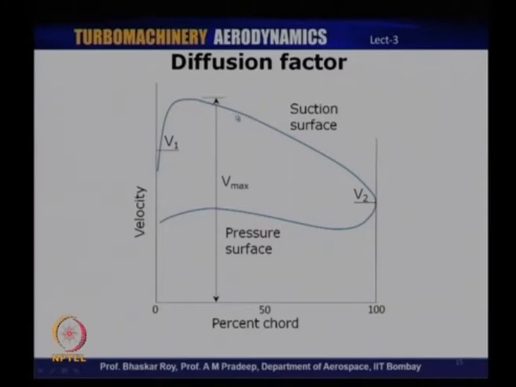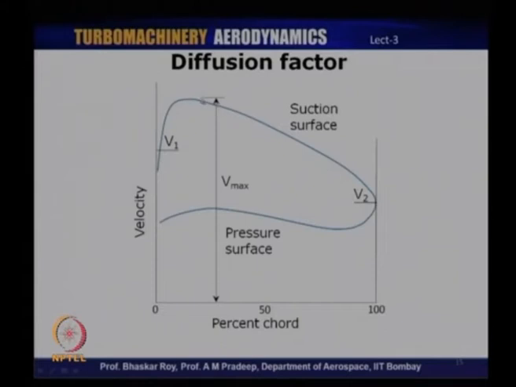Subsequent to that, the flow decelerates. So, you can see that after the minimum pressure point, the flow decelerates, and then you have a decrease in velocity all the way up to the trailing edge. So, this here represents V 2, which is the trailing edge velocity. So, diffusion factor is basically the difference between this velocity here, that is V max minus V 2, as a function of the inlet velocity.